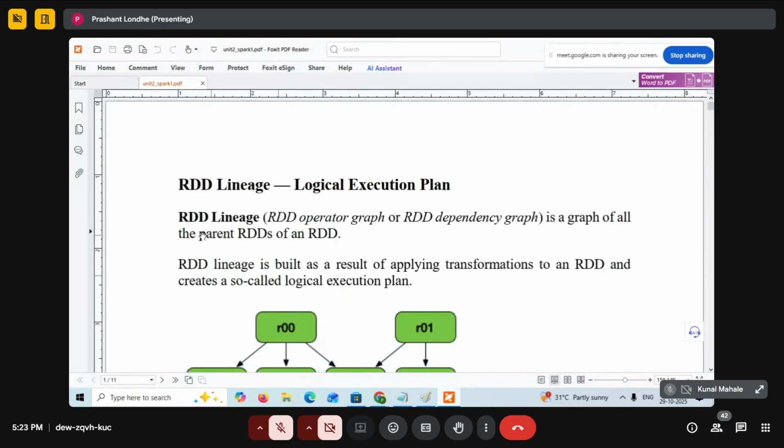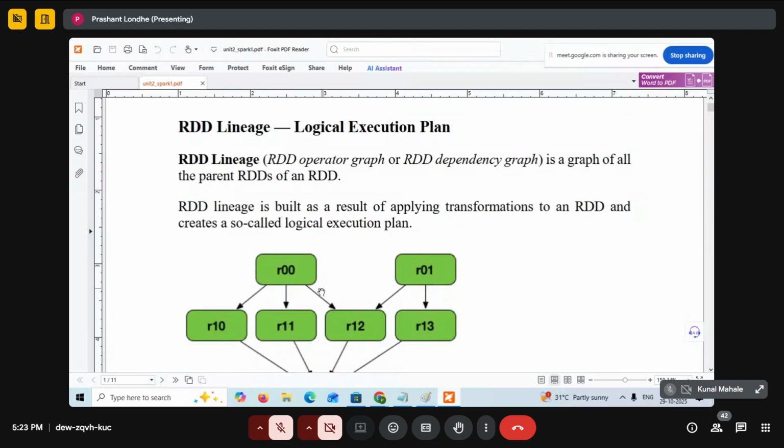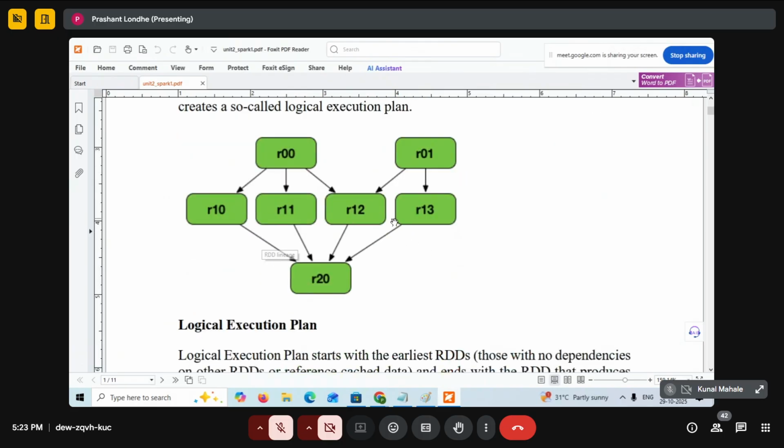Now let us see the definition. The RDD lineage is a graph of all parent RDDs of an RDD. Whatever evolution you have derived is represented in a diagrammatic manner. Here you can see one more additional thing. R12 is taken from R00, some part of it, and some part is taken from R01. So it's not like that a particular RDD can be a child of a single parent only. It can be a child of multiple parents also.